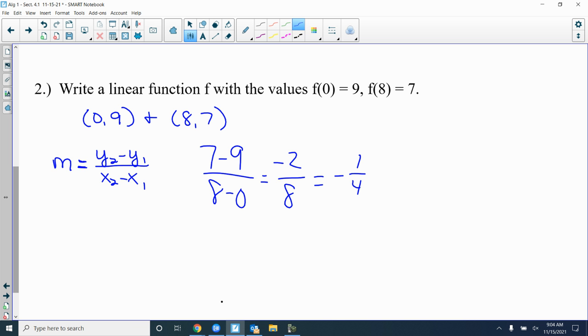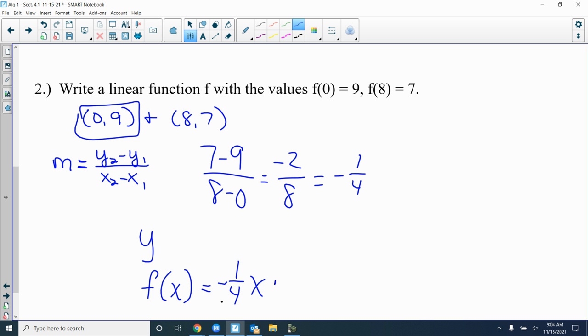Now, do I have my y-intercept? Yes. Yeah, right here, right? So somebody give me that in slope-intercept form. Go ahead. F of x, okay, I was going to change it, but we can go f of x right now. Same as y, right? Go ahead. F of x equals negative 1/4 plus 9. Careful. What'd you forget? Negative 1/4 what? X plus 9.